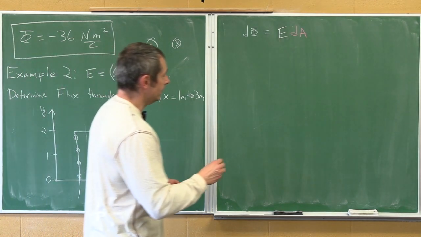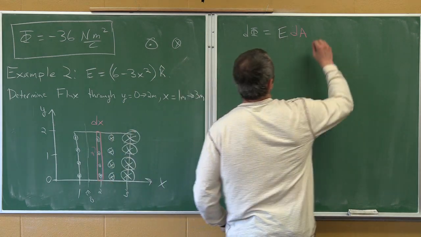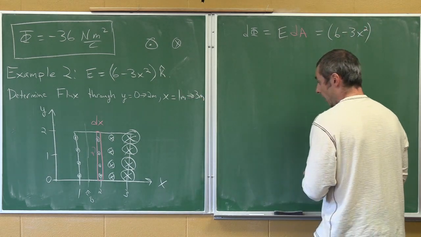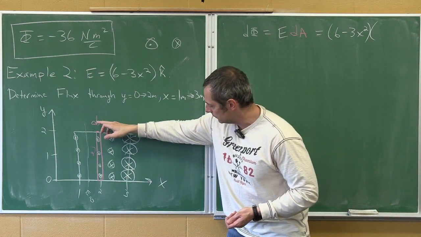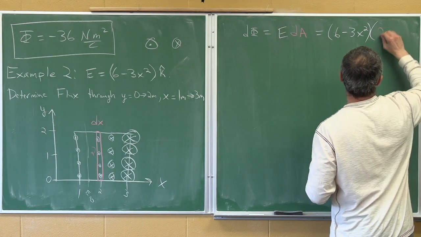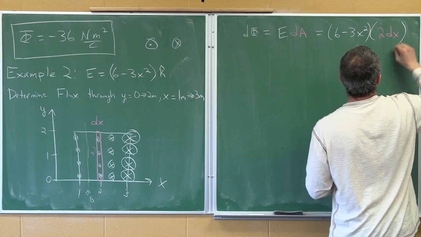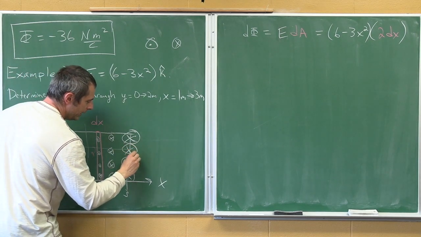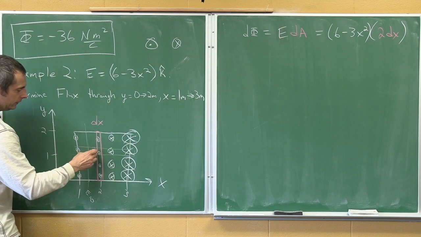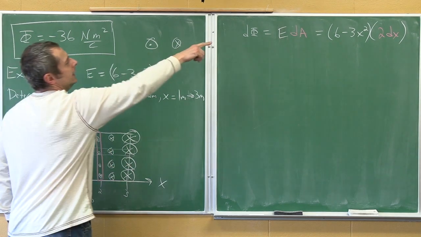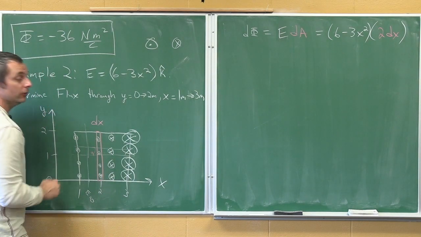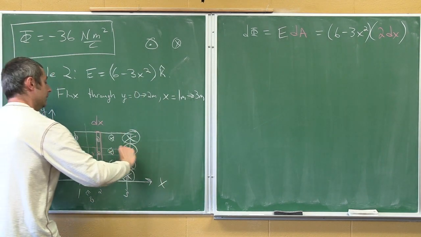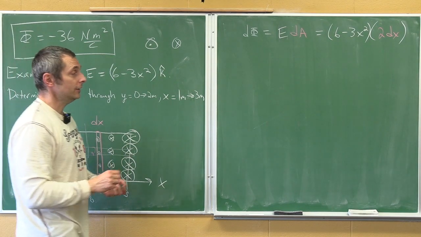So I could say that the flux in that skinny shape is the E, 6 minus 3x squared, times that area, which is length times width, 2 dx. That's the flux through here. Now, by the way, making the rectangle this way, no good, because notice the electric field is varying along that surface. We couldn't say E times area. Only when we go like this do we have the same electric field along the area. Sometimes you make the area go this way. If it were a function of y over here, we'd make the area go this way. But I don't want to get into that too much. Let's just continue on with this.